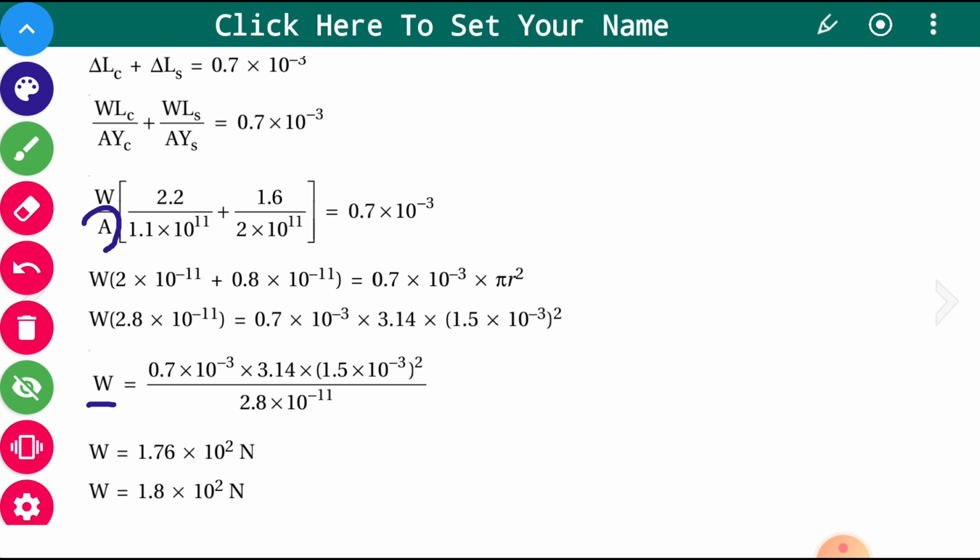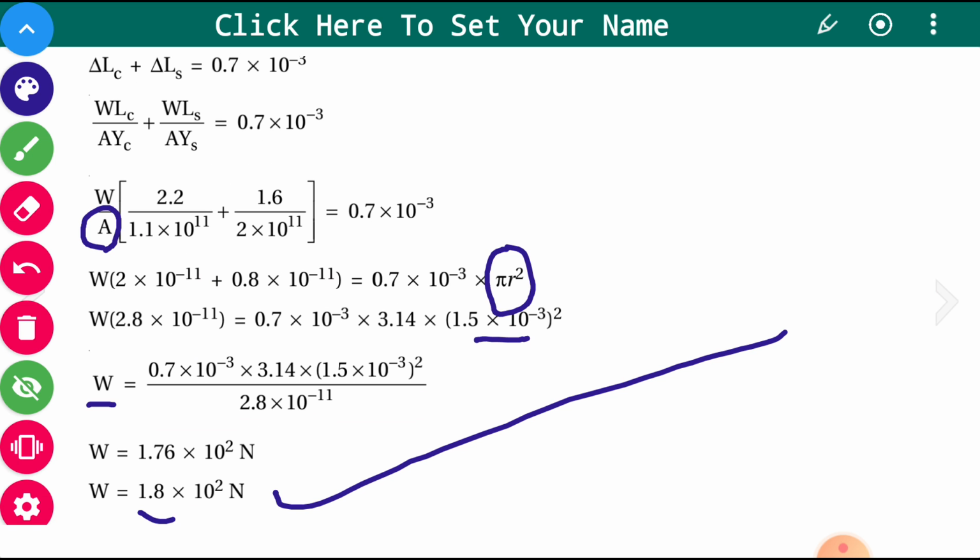Area is nothing but pi r square, so pi r square is taken here. W is made the subject of the formula. You will get W to be 1.8 into 10 to the power 2 Newton. This is another method of doing the sum.